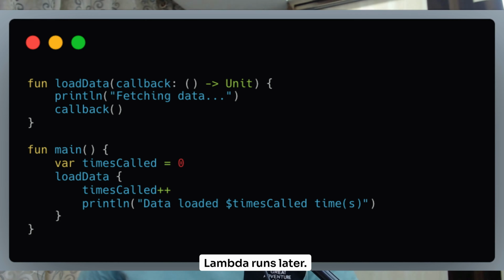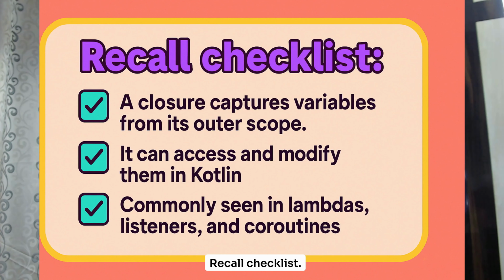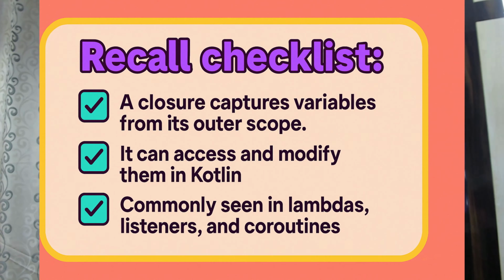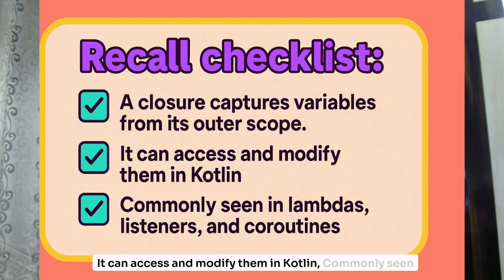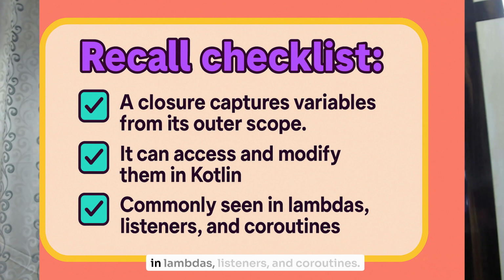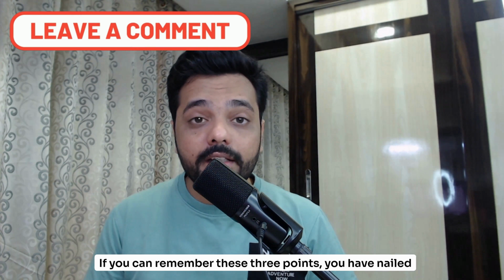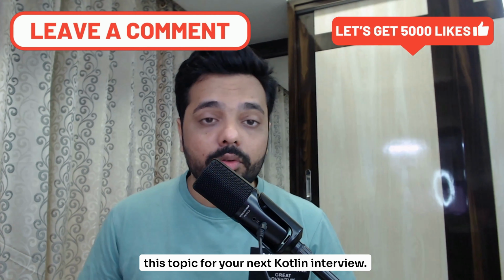runs later. Recall checklist: a closure captures variables from its outer scope. It can access and modify them in Kotlin, commonly seen in lambdas, listeners, and coroutines. If you can remember these 3 points, you have nailed this topic for your next Kotlin interview.